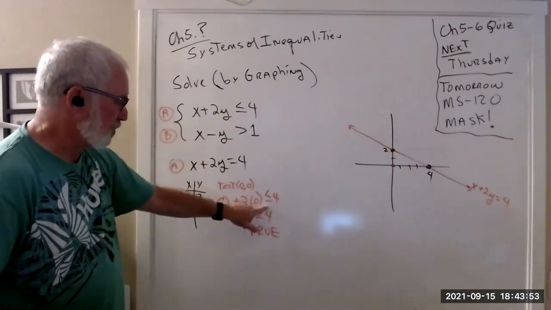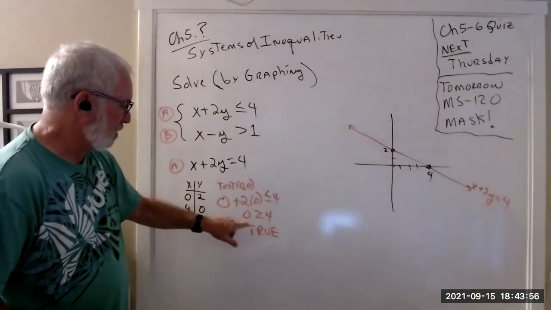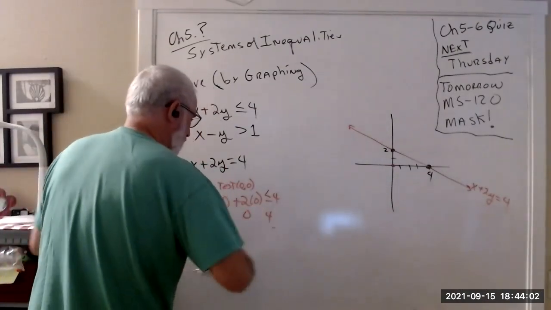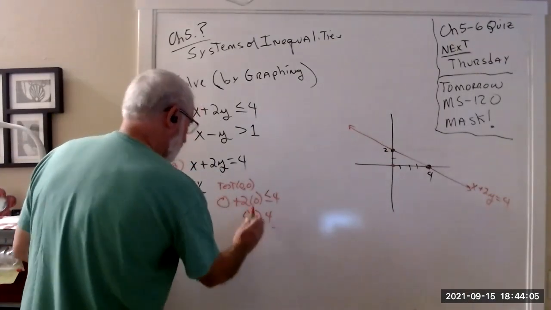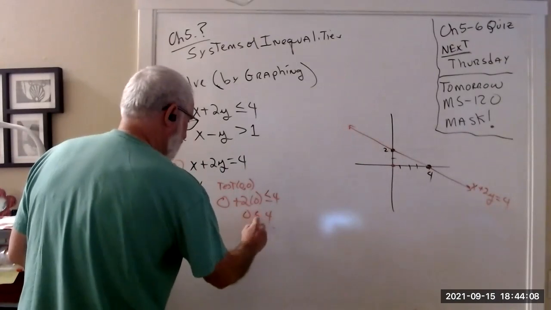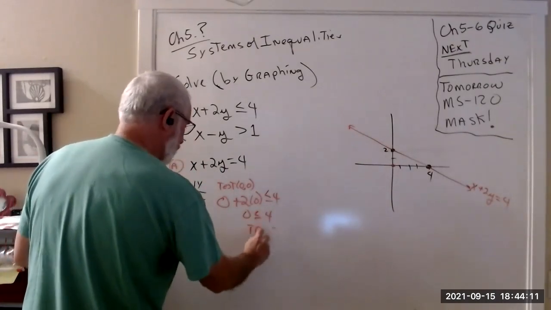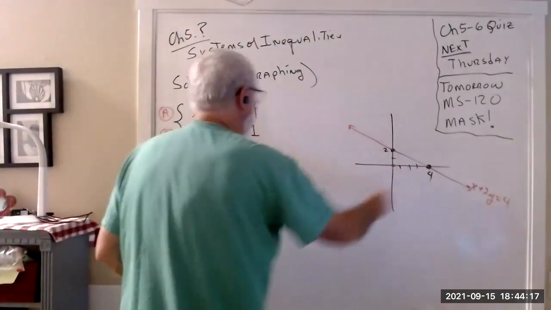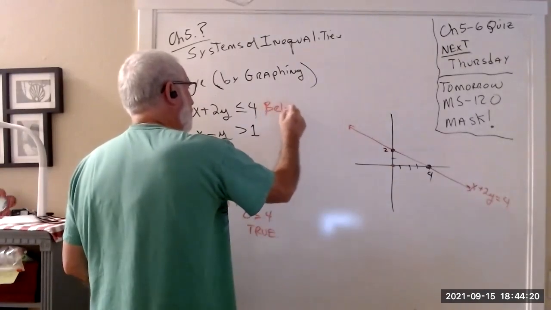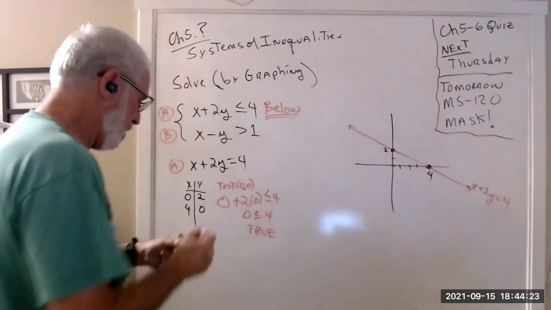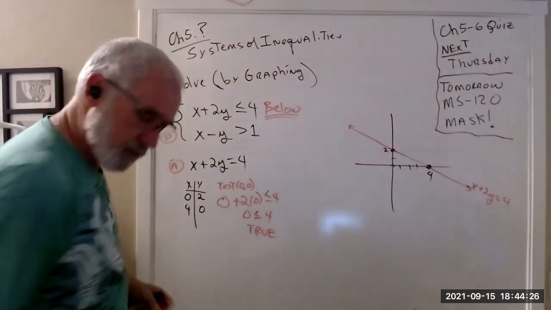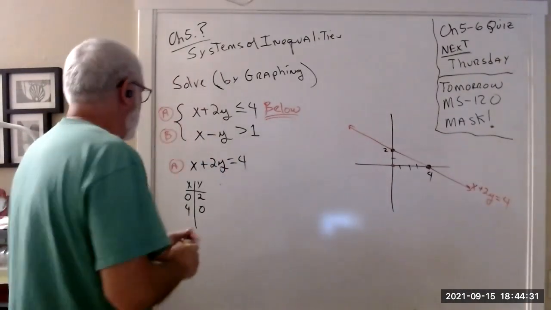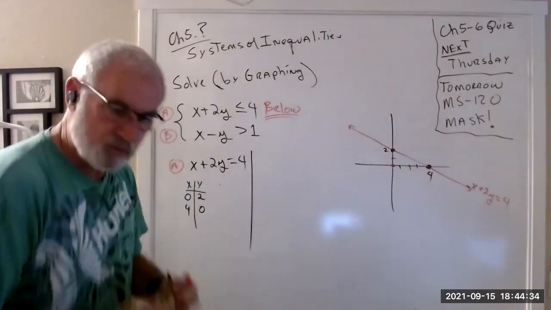So I shouldn't have switched. And is 0 greater than 4? No, I didn't switch this one either. Got to switch this. Switch everybody, 0 less than 4. That's true. Okay. So since my test point was true and it's below, I'm going to write below here. Okay. Then I come back and I'm going to erase this to make some room. Come back and do equation B, but I'll do it with my green pen.